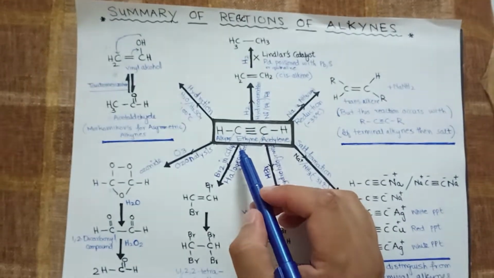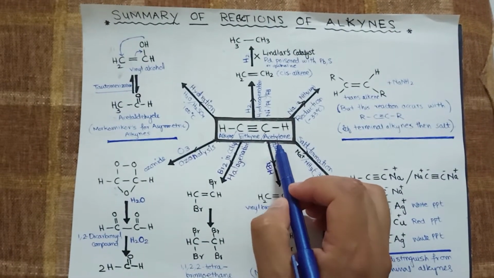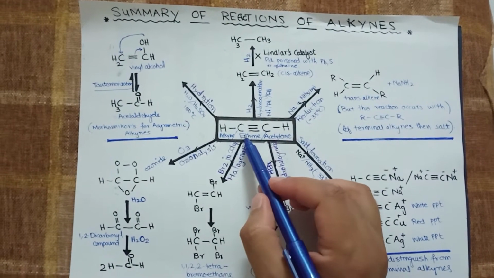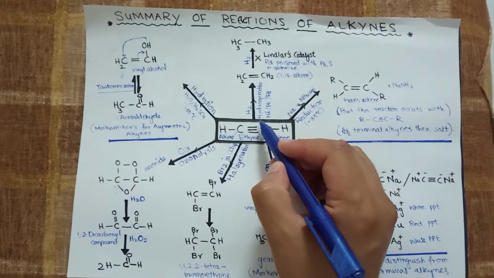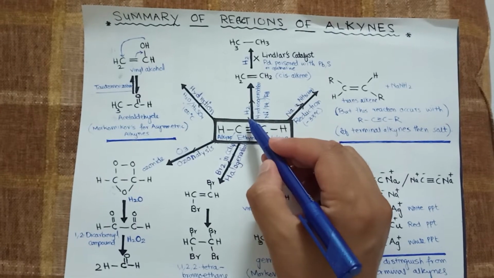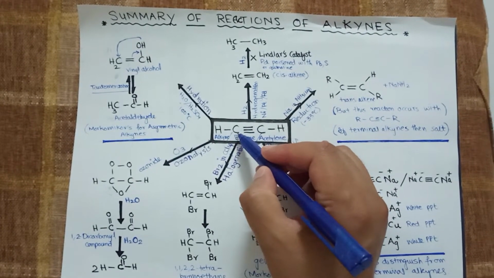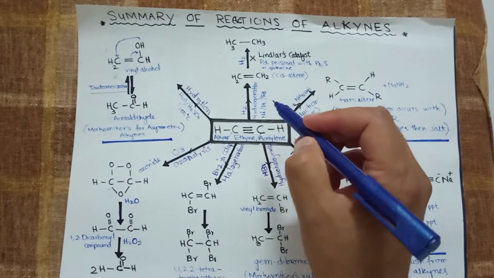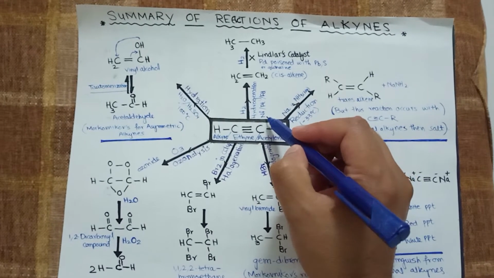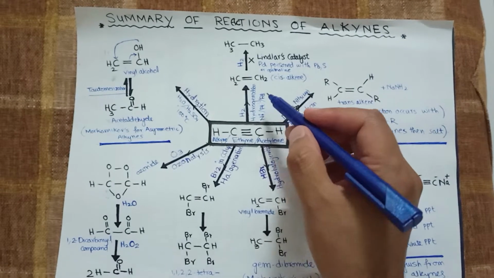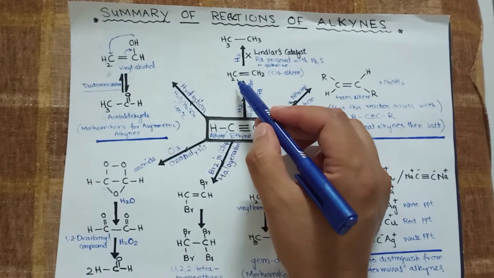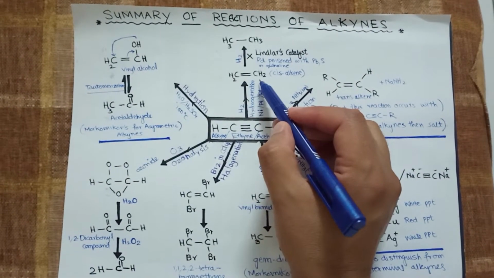Here we have alkyne, which is acetylene or ethyne, which contains a carbon-carbon triple bond. In our first reaction, which is hydrogenation, hydrogen is added to these two carbon atoms in the presence of nickel at 250 degrees centigrade, or platinum or palladium at room temperature, and it produces ethylene, with a carbon-carbon double bond.